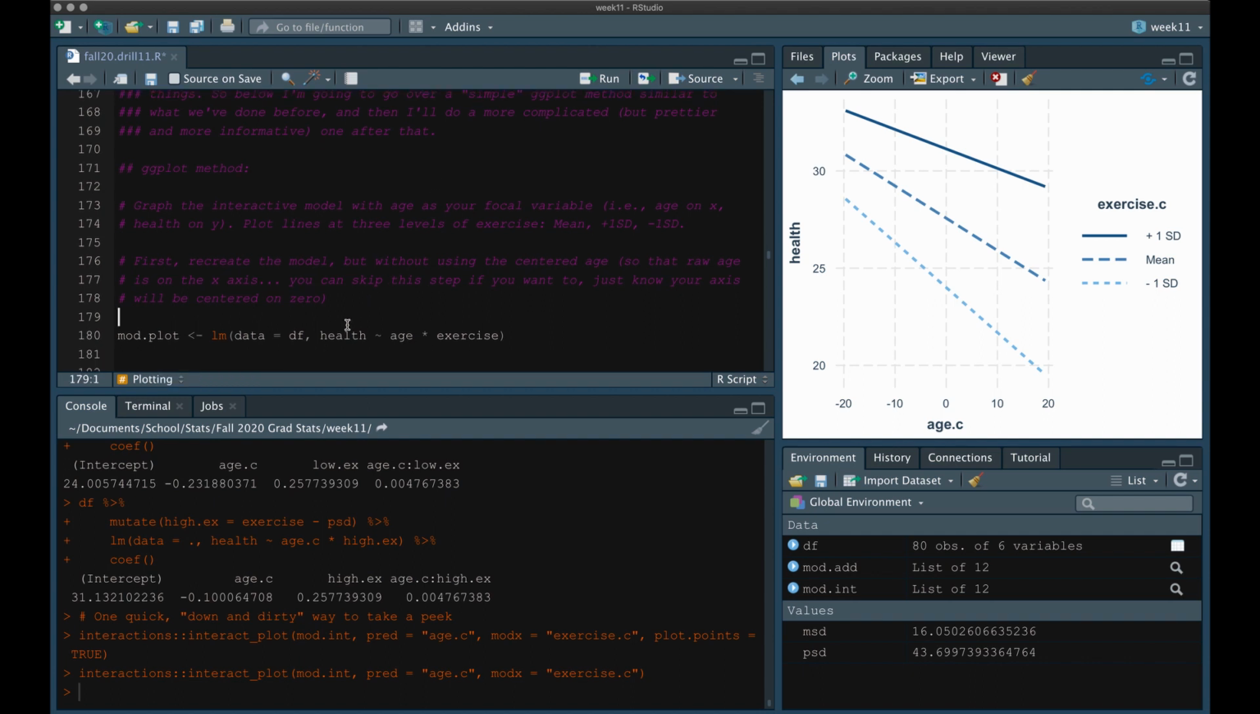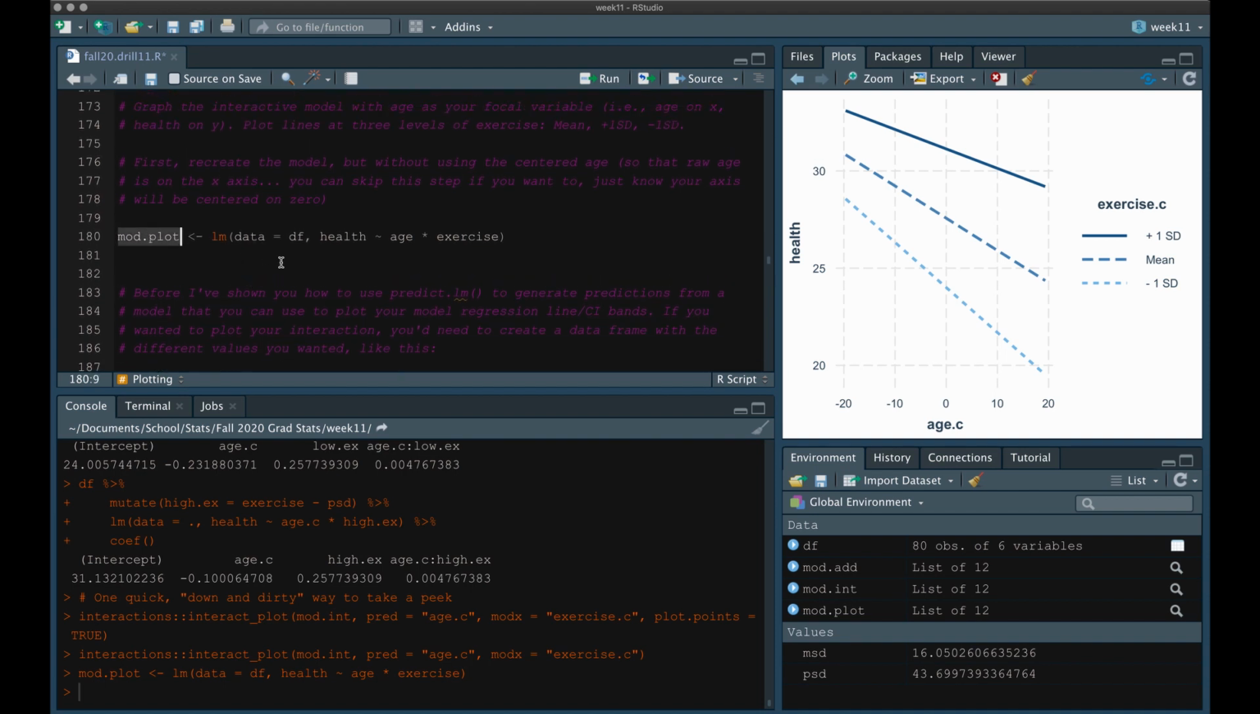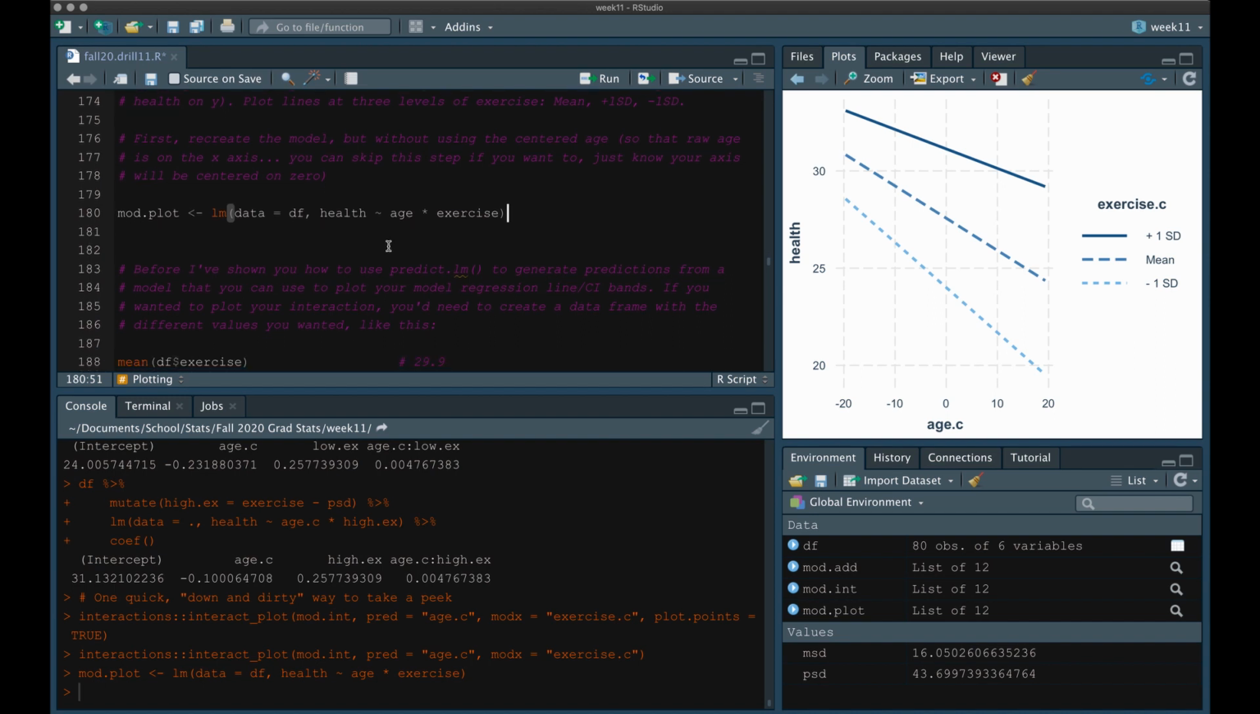Excuse me. The first thing that we're going to do is we're going to recreate that model. And I'm going to call it mod plot. It's the same model, except I'm not going to use the centered variables. The reason is that I could just use mod int as we already have it, but in that case it would be like this, where our age would be centered on 0 and exercise is also centered on 0. But because I want to see the raw data, I don't want to see somebody with an age of 0, or especially people with negative ages. I want to see the real ages, and so the model that I'm modeling, I need to have the actual ages, not those centered variables.